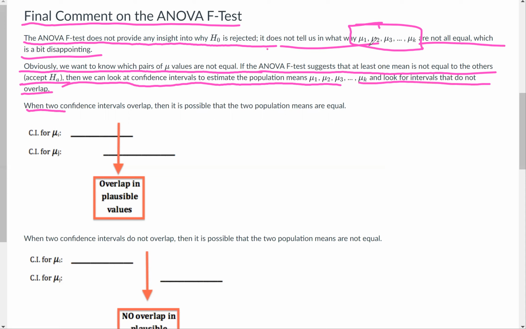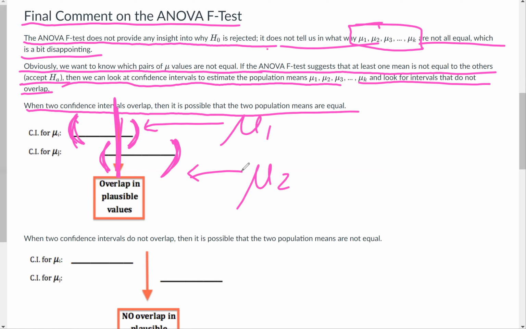So for example, if this is one confidence interval for mu1 from left to right, and then the confidence interval for mu2, that just means mu1 is in this interval somewhere. We don't know where. And mu2 is in this interval somewhere. It could be that they're on the same exact level because those intervals overlap. So there's an overlap in plausible values.